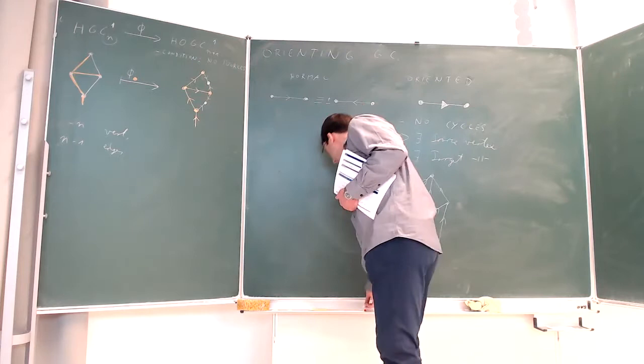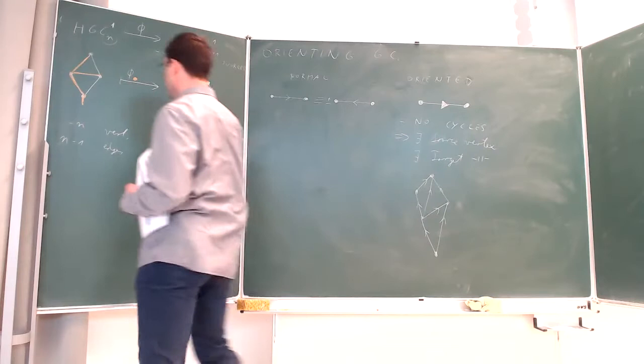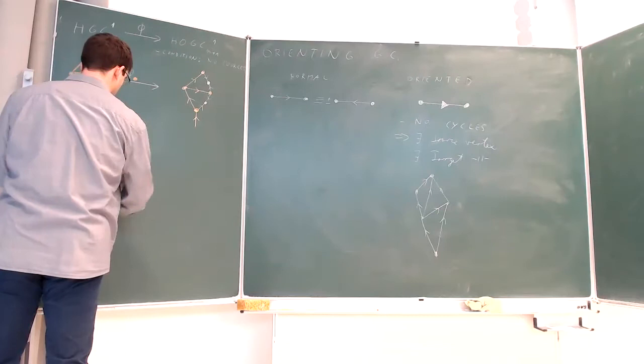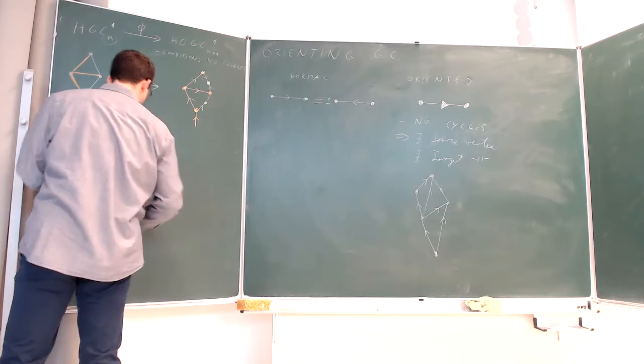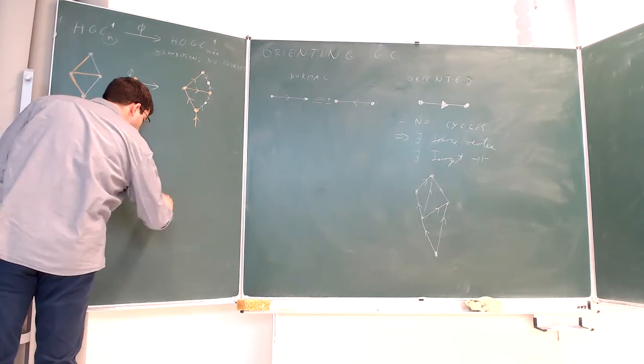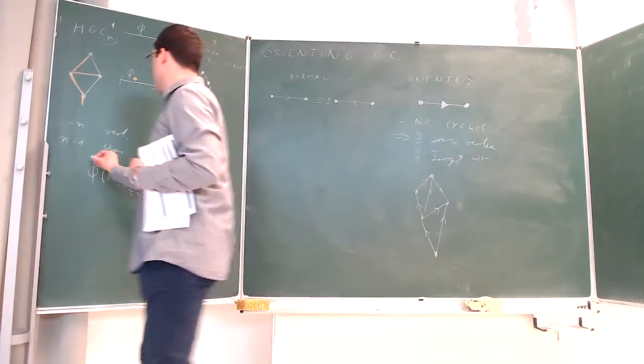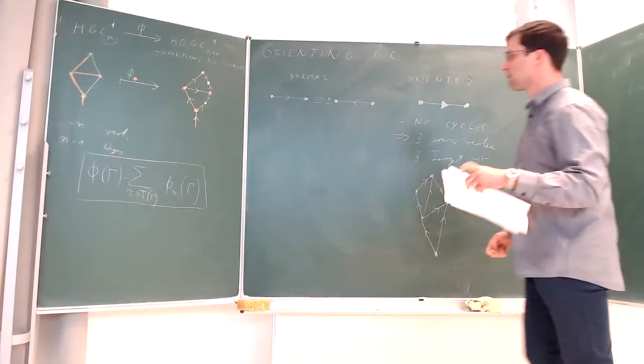And the total map is, as you can imagine, pi of, say, graph gamma, the sum over all spanning trees tau of gamma, pi tau. And all formulas will be similar to this one.